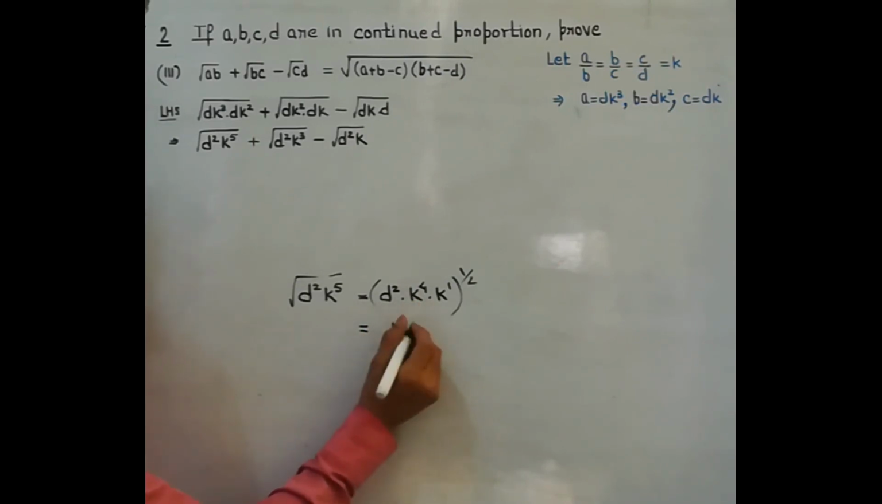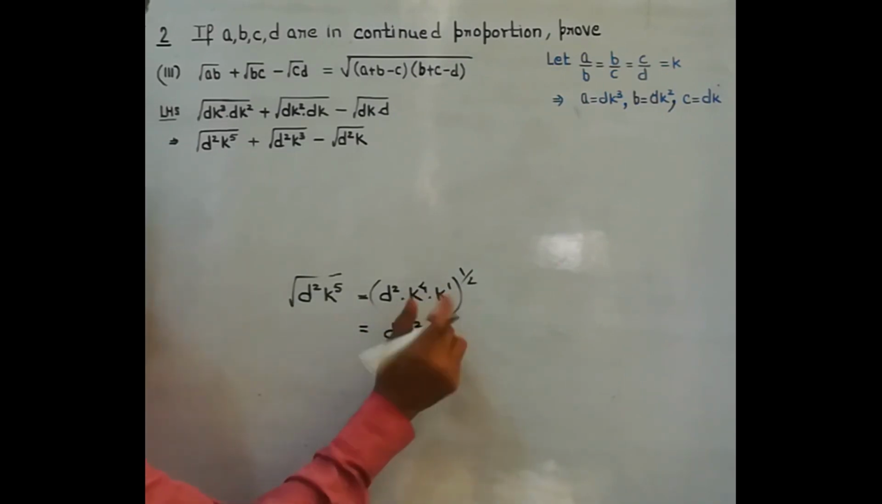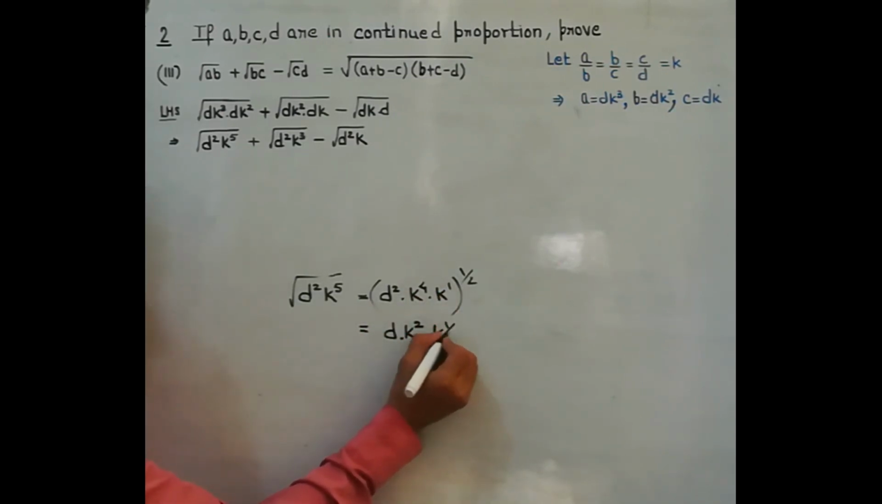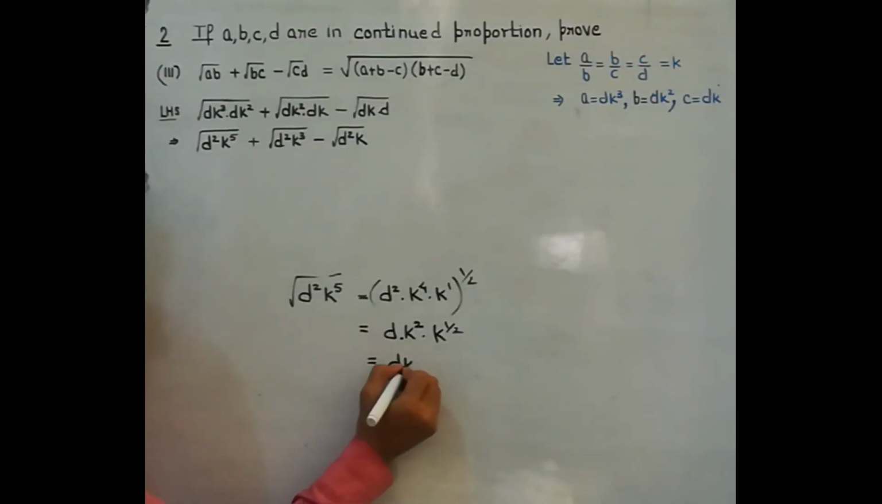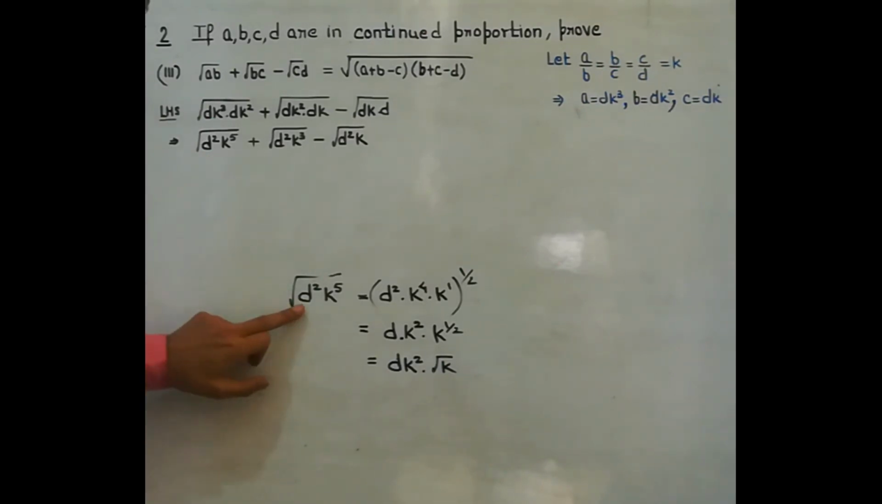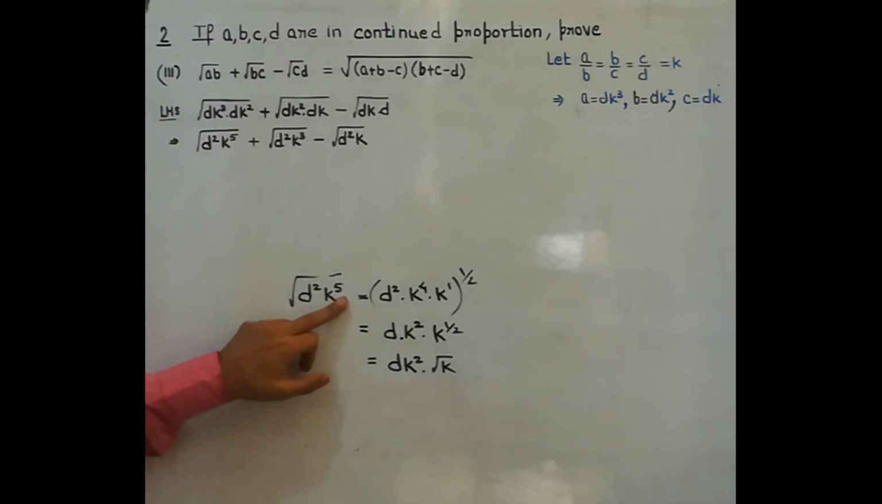When you do half of this, it becomes k square, and when you do half of it, it becomes k raised to power of half. So the result will be d k square, and this k raised to power of half means root k. Hope this is clear for this one. Next, d square k raised to power of 5.